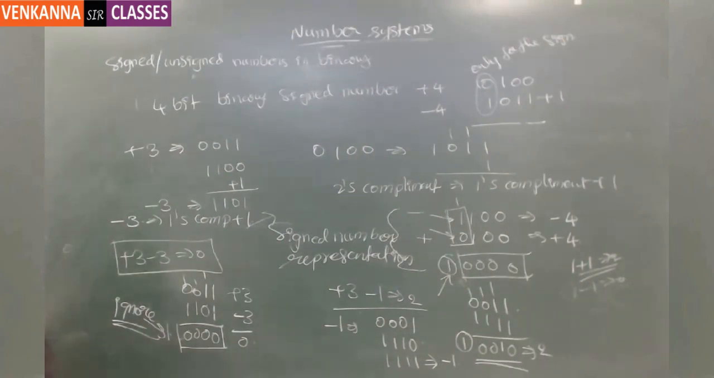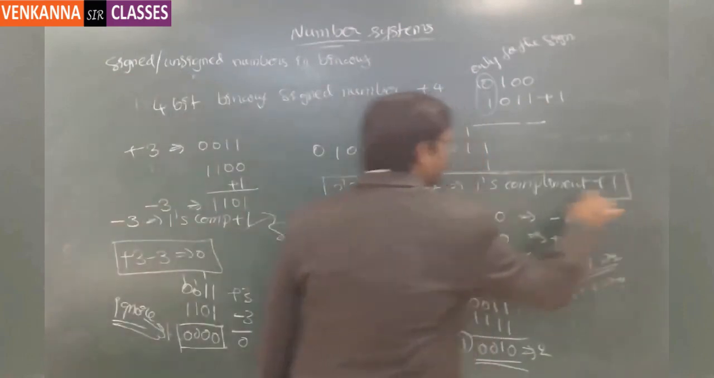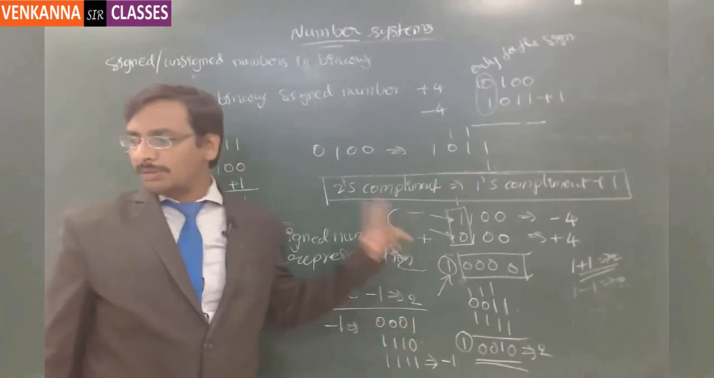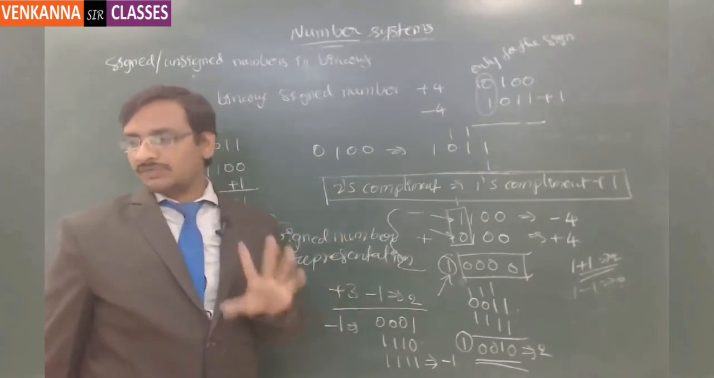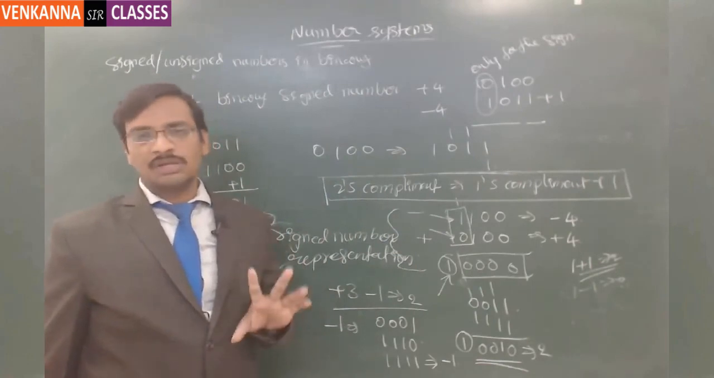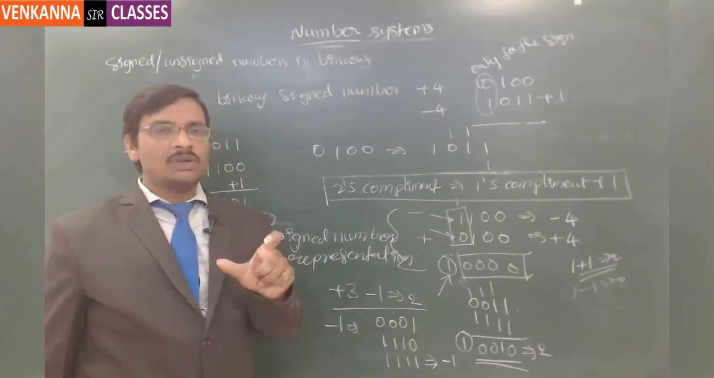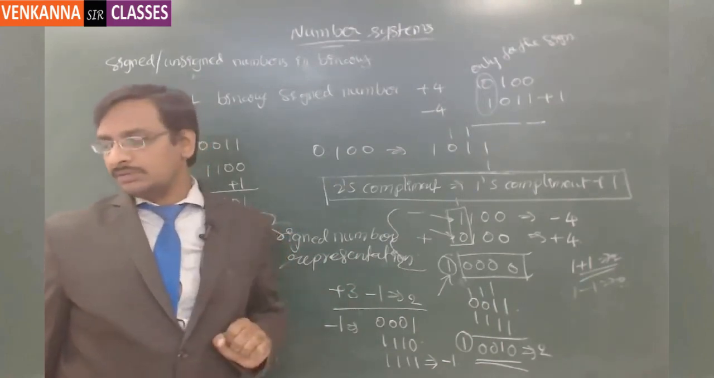See this, as I said, 2's complement by definition was defined as 1's complement plus 1. 1's complement means writing opposite digits for each digit of the number. That is 1's complement. If we add 1 to that, that's what we call the 2's complement, which we will use in the binary number system to represent the negative number. Got it?